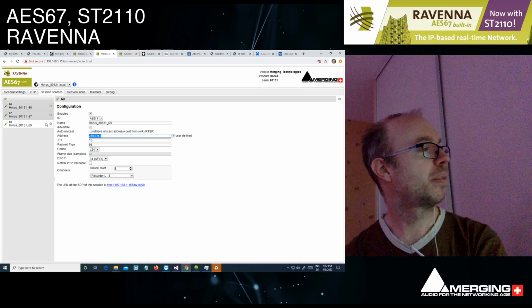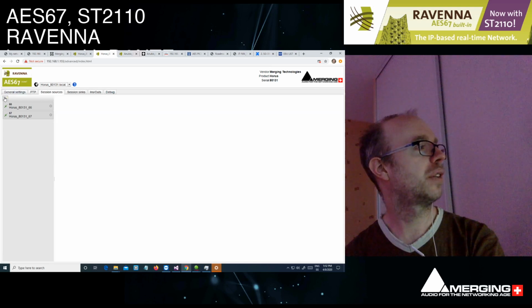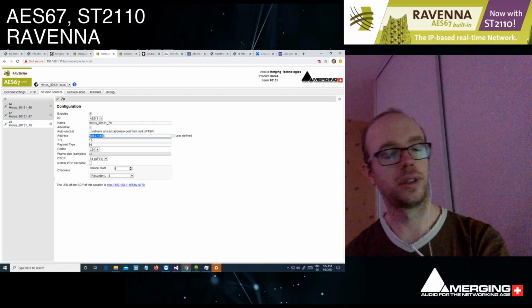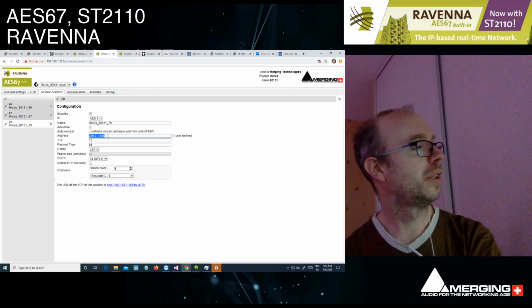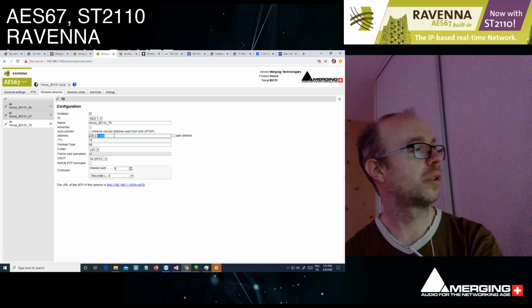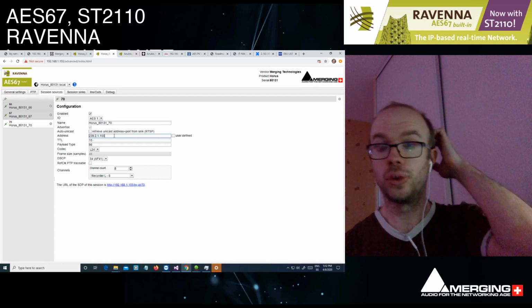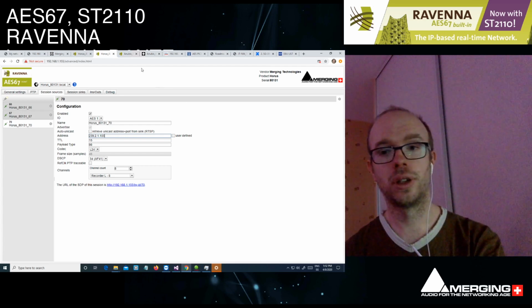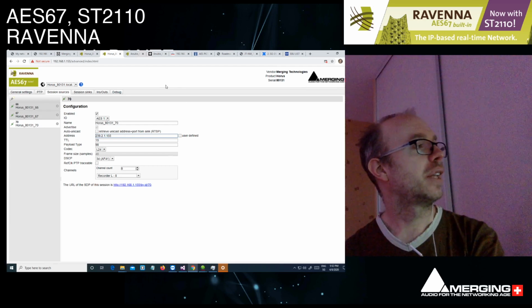At Merging, most of the RAVENNA devices use an automatic address distribution protocol that uses the device IP's 2 last bytes for the address, so that you don't have a collision between the addresses that are chosen by the different devices on the network.